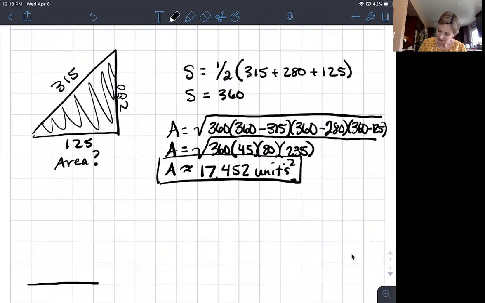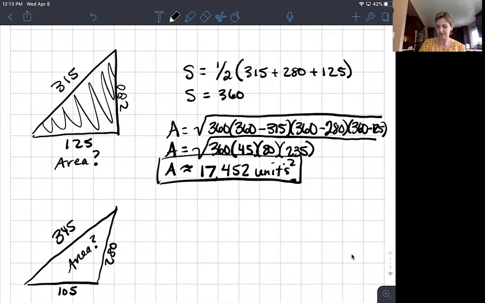Let's say we have a triangle like this. Let's make it so it's not really right. It's just a triangle. Okay, and let's say this side is 345, this one is 280 again, and let's make this a 105. And I want to know the area of the triangle. I'm going to have you pause the video, calculate the area of that triangle, and then play the video again. Let's see if we get the same answer. All right, I'm assuming you found an answer. Let's see if we get the same thing.